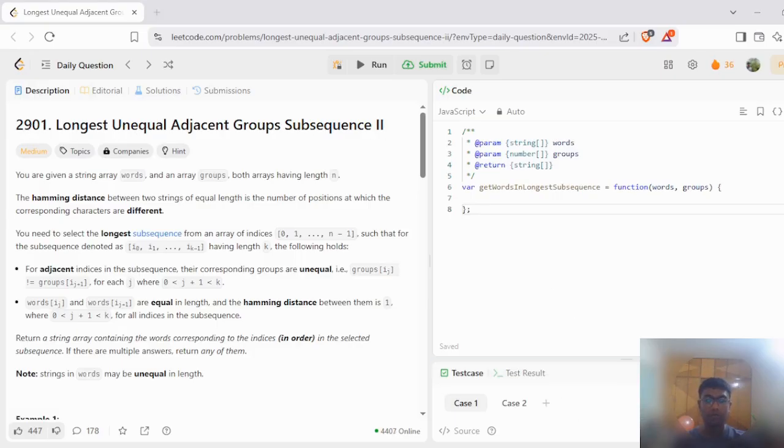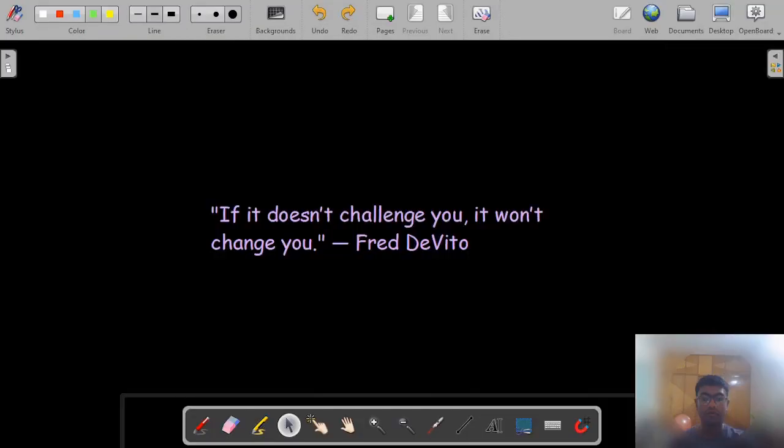Before starting this problem, let us look at a motivational quote for today. If it doesn't challenge you, it won't change you. So if we are always at the same level of challenging problems, then we won't be moving ahead. So we should always take up problems that challenge us, and we should try solving them even though we feel uncomfortable at the beginning.